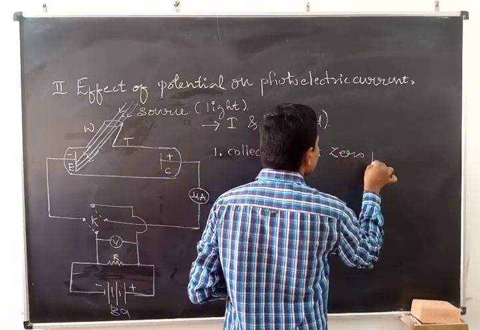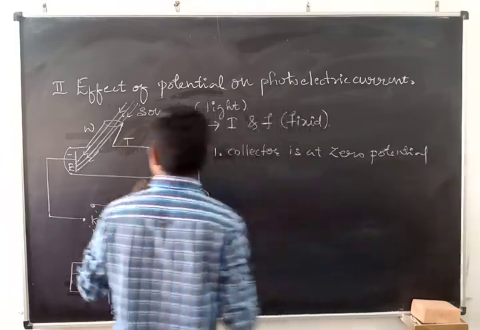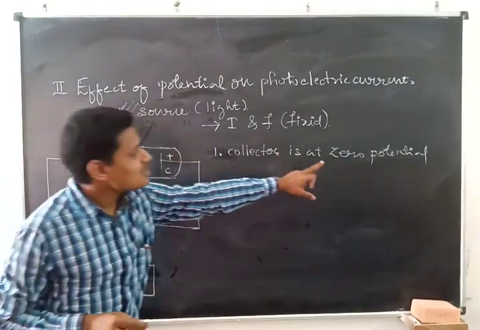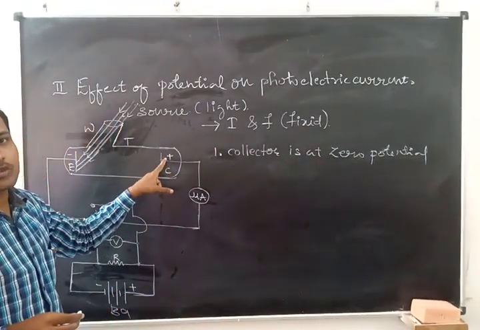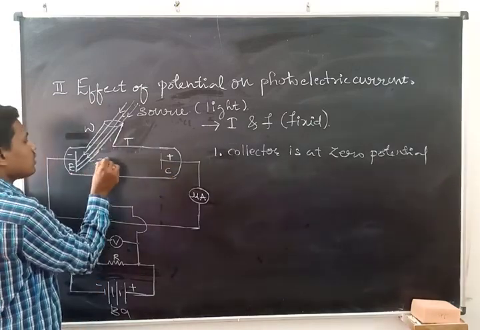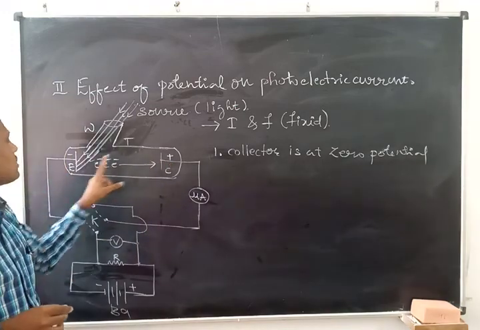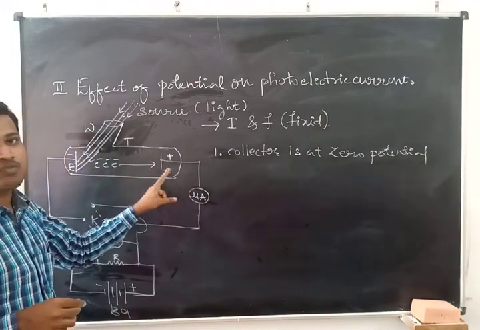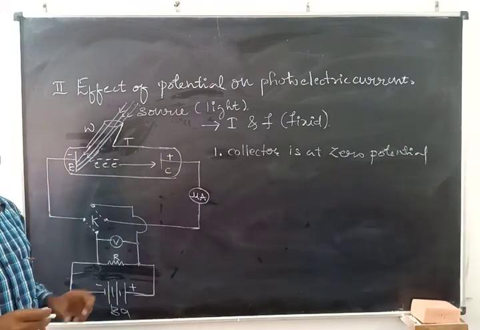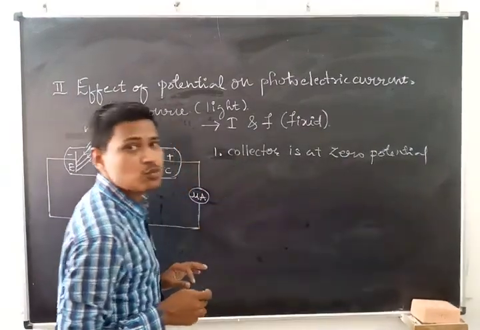Even though the collector is at zero potential, I observe that some small photoelectric current flows through the circuit. If I make the potential zero, what happens? The electrons are not attracted because of the potential, but because of their velocity of emission. Due to the velocity of the electrons, they move towards the collector plate, and hence there is a small current in the circuit.